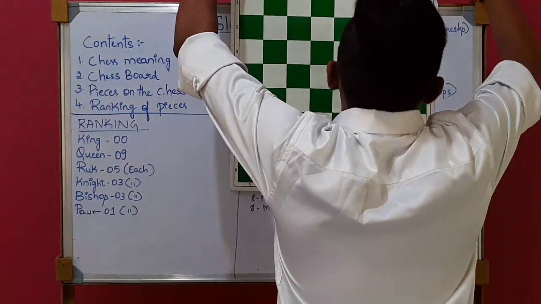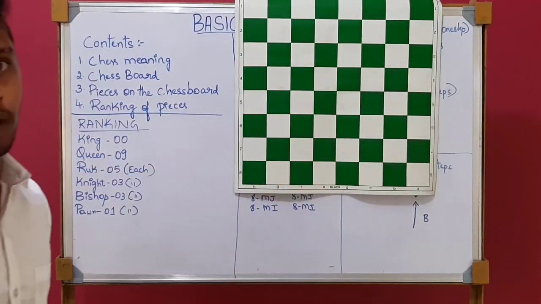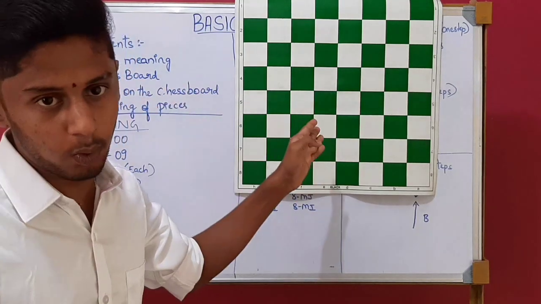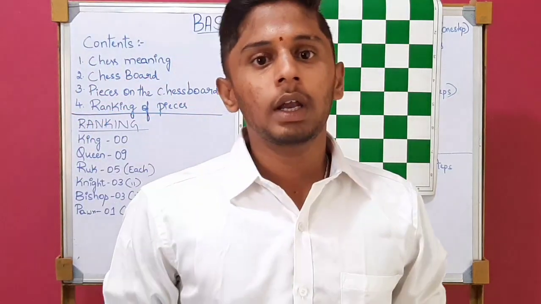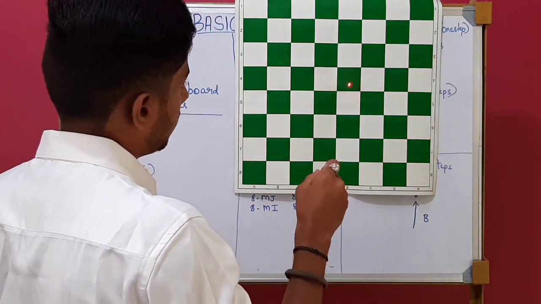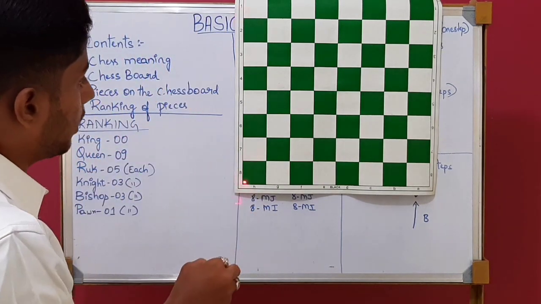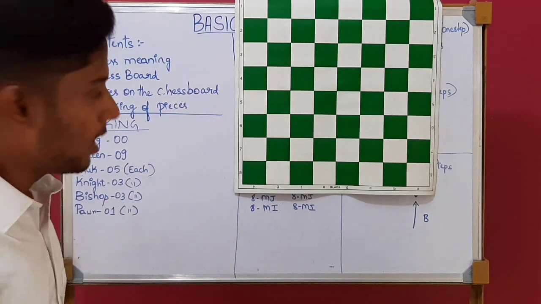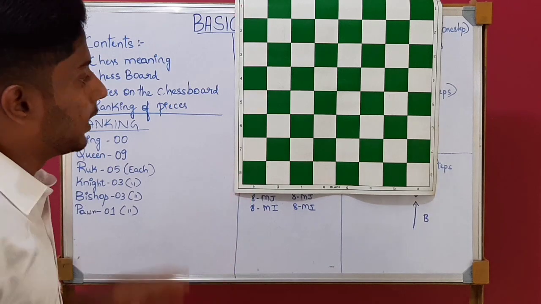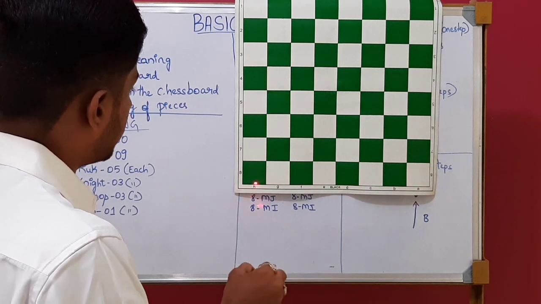This is a chessboard, or a checkerboard. I already said that there are totally 64 squares on the chessboard. Those 64 squares are divided into two equal halves: 32 white squares and 32 dark squares. And you may observe that there are numbers and alphabets on the chessboard. The numbers are arranged in a vertical manner from 1 to 8, and the alphabets are arranged in a horizontal manner from A to H.